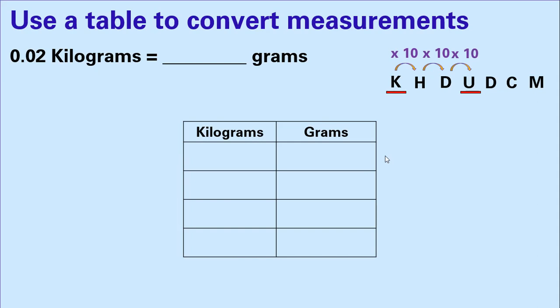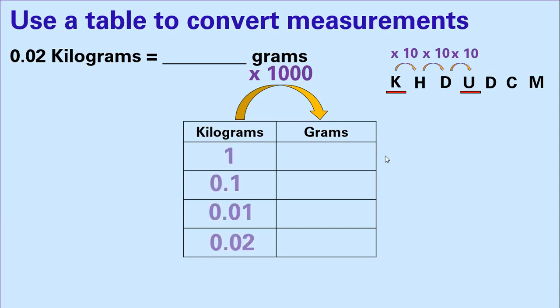So 10 times 10 times 10 is 1,000. We're going to be multiplying each kilogram times 1,000. Here we have 1 kilogram times 1,000 is 1,000 grams. 1/10 kilogram times 1,000 is 100 grams. 1/100th kilograms times 1,000 is 10 grams. And 2/100th kilograms times 1,000 is 20 grams. So 2/100th kilograms is the same as 20 grams.